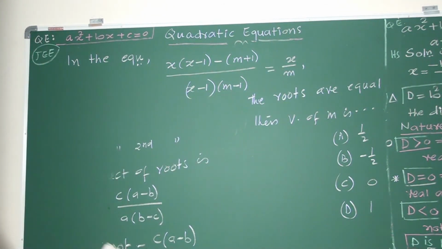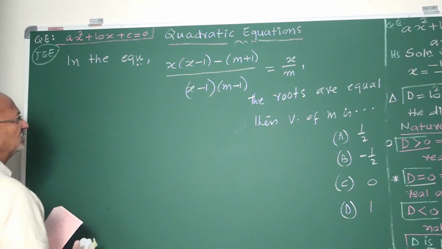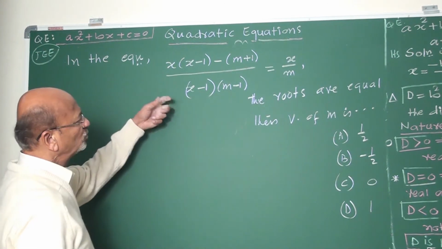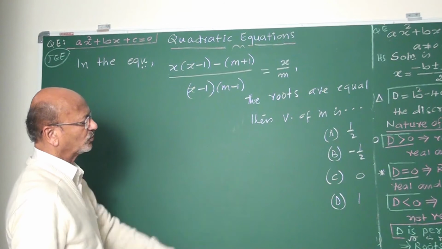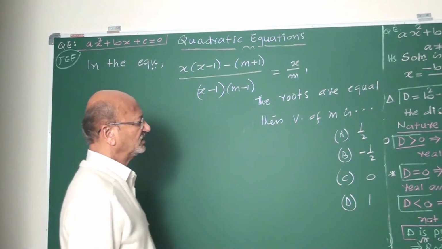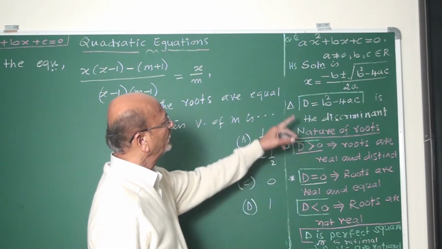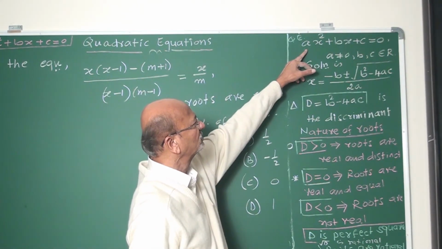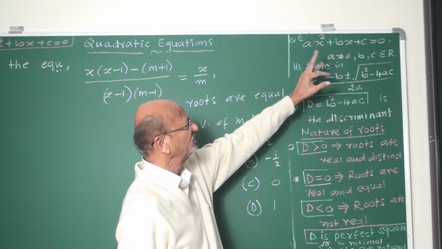Read the example. In this equation, its roots are equal. Then the value of m is, these are the 4 options. Yes, my friend. Roots are equal means discriminant is 0. Discriminant is 0 means you must express the given equation in the form of quadratic, ax square plus bx plus c equal to 0.